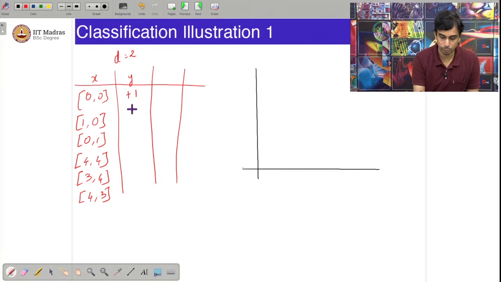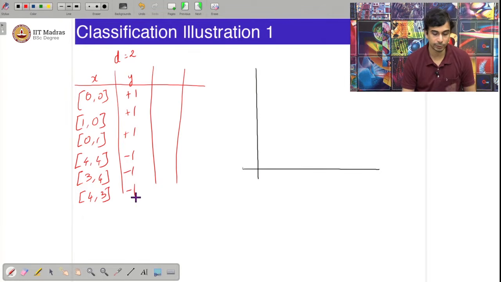So, you have +1, +1, +1, -1, -1, -1. The first 3 data points are positive and the next 3 data points are negative, right. Let us illustrate this in the 2D case, right. So, in the 2D case, let us say this is the x1 axis, this is the x2 axis. Note that this is the subscript which indicates the first coordinate and the second coordinate.